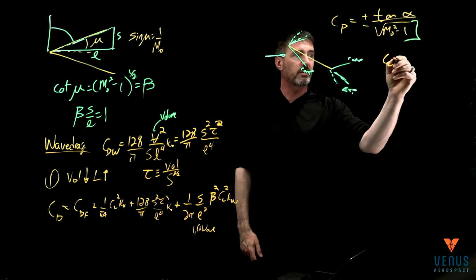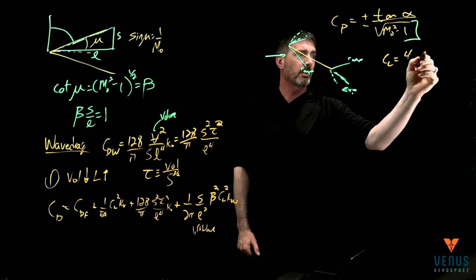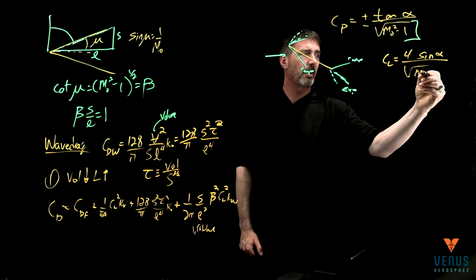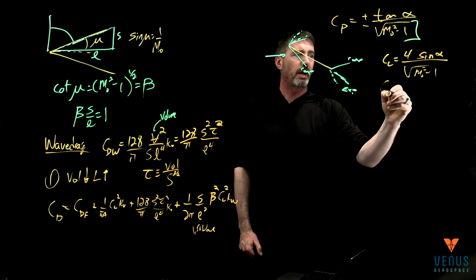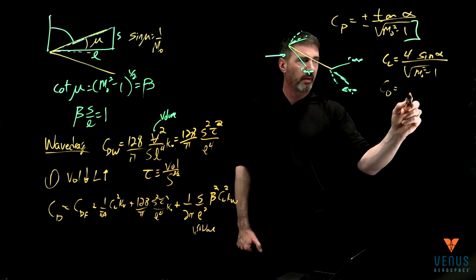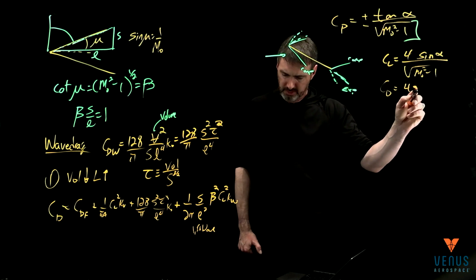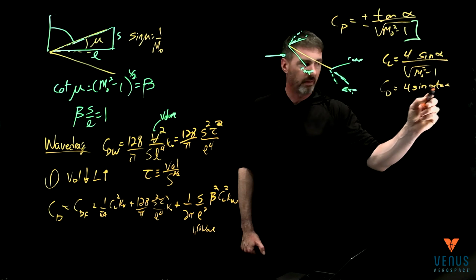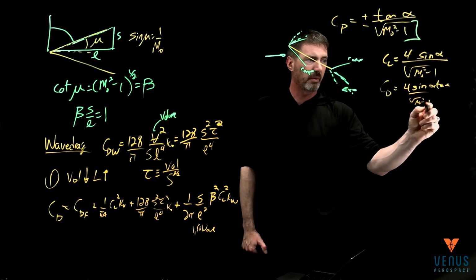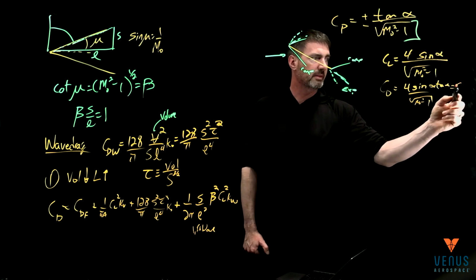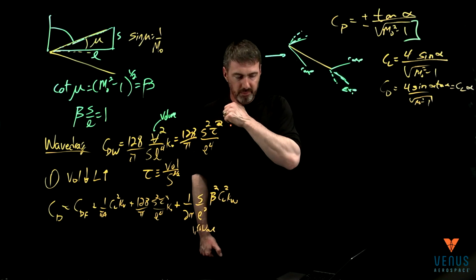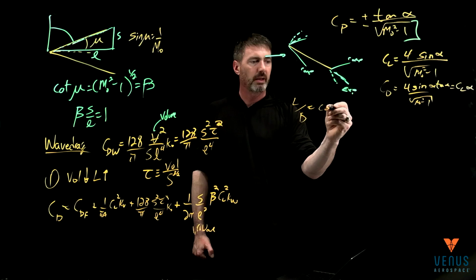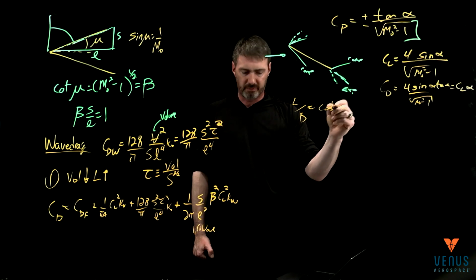So we can actually solve for lift. That's just 4 sine alpha over that Mach squared minus 1. And then drag is 4 sine alpha tan alpha over Mach squared minus 1, which is basically just CL alpha. And so, lift over drag is going to be basically the cotangent of alpha.